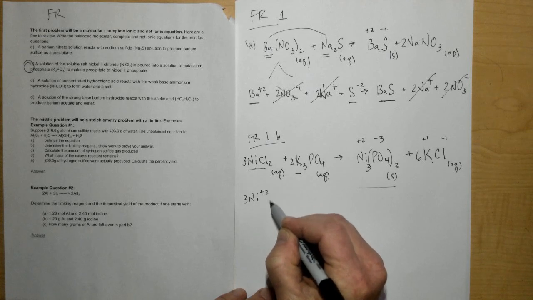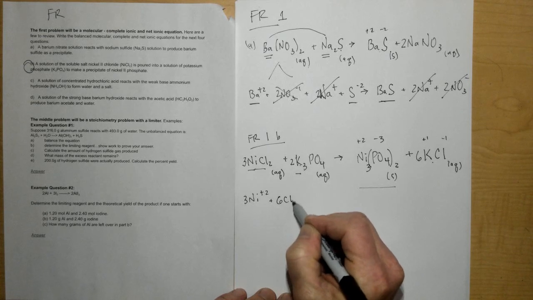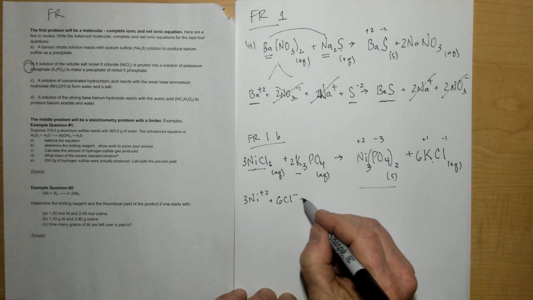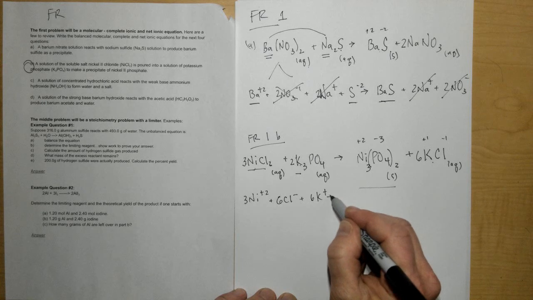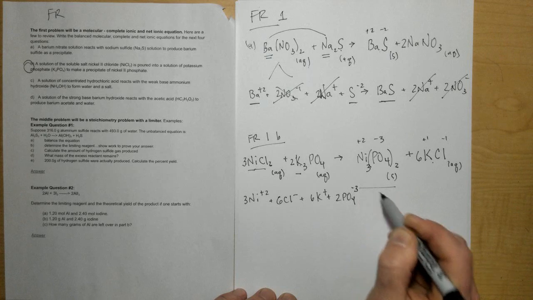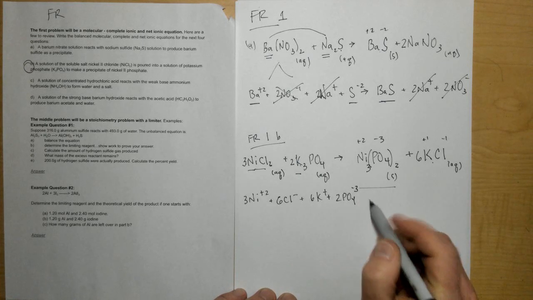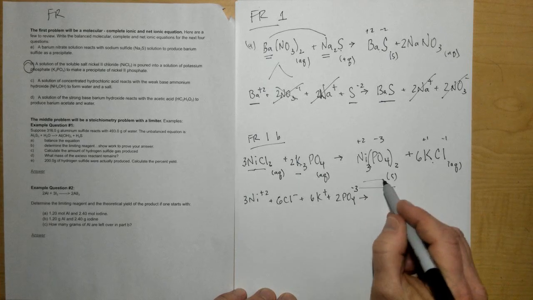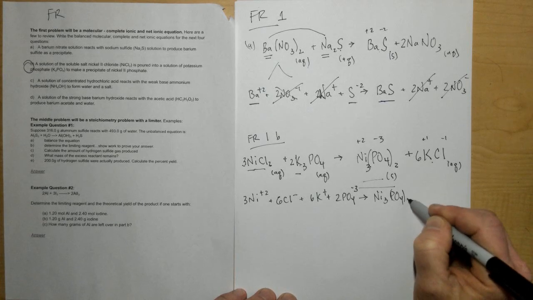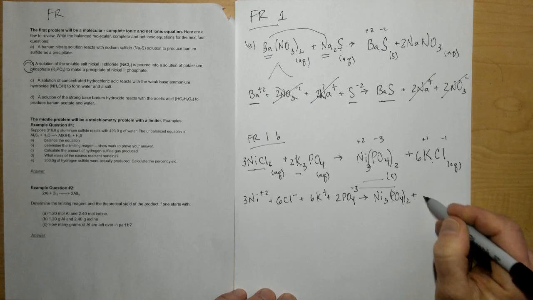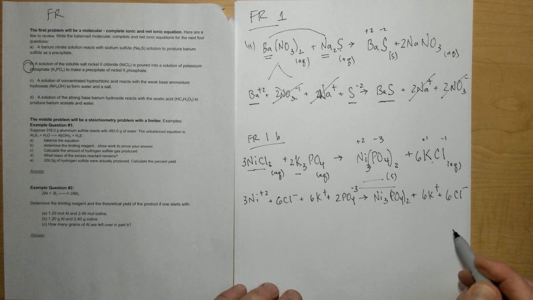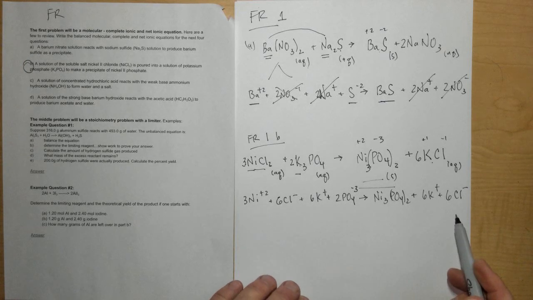3Ni2+ plus 6 Cl minuses. Notice how the 3 distributes to the 2, and you have to multiply those to get 6, and then you get 6 K pluses and 2 PO4 3 minuses. So notice how the 2 distributes in here. And then this stays together because that's a solid. So Ni3(PO4)2. And then the 6 distributes in here, so we get 6 K pluses and 6 Cl minuses. So this is our complete ionic equation.